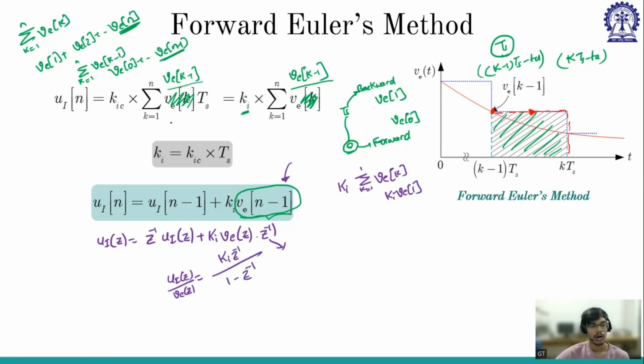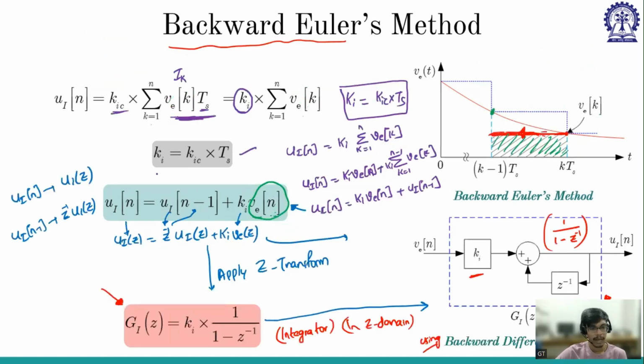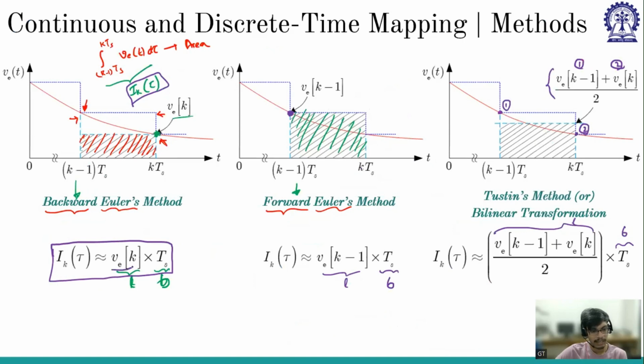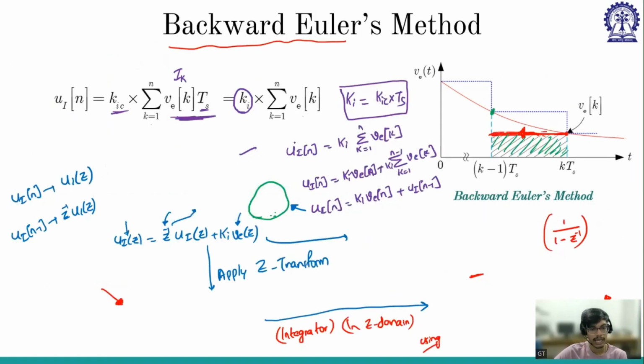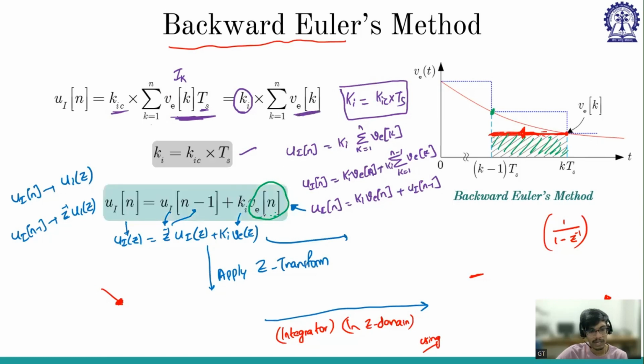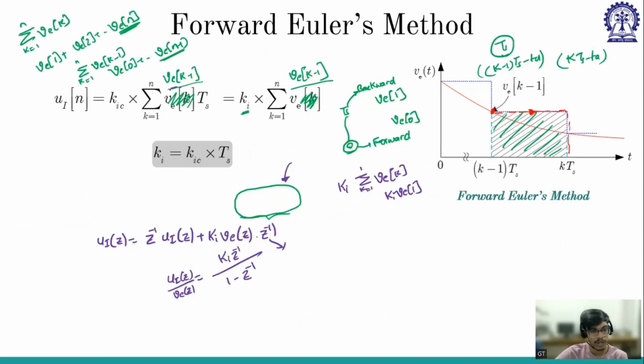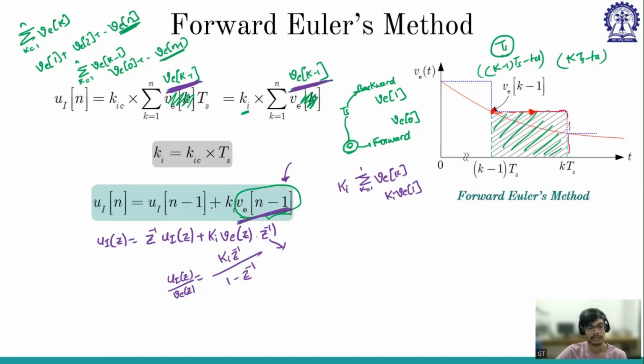In the case of backward Euler, I'll be getting V of k in the k minus 1 to kth interval. Whereas in the case of forward Euler, I'll get V of k minus 1. So in the case of summation, I'll write V of k, because of which I'll get V of n here. In the case of forward Euler, I'll write V of k minus 1, because of which I'll get V of n minus 1. No, sir, not clear.